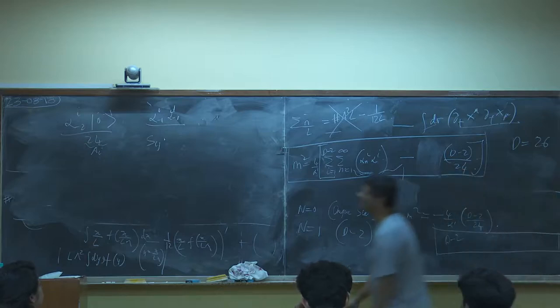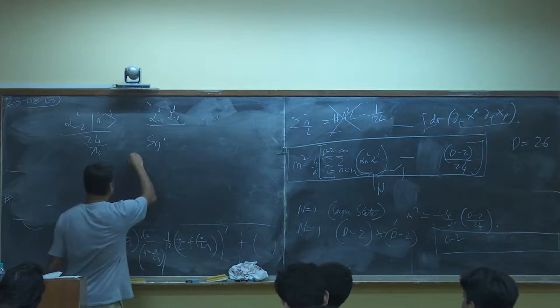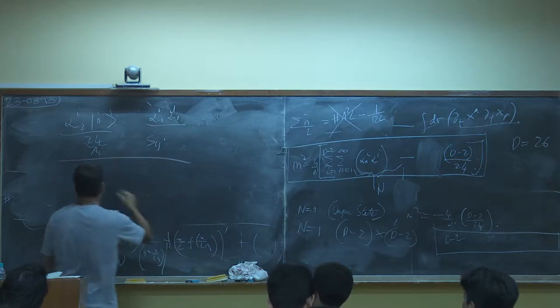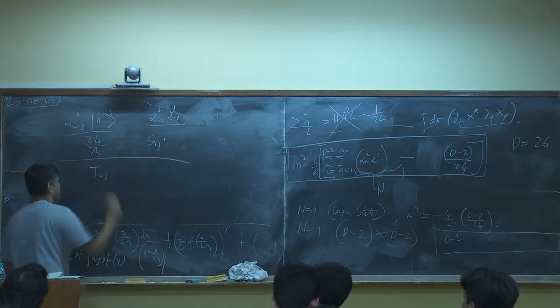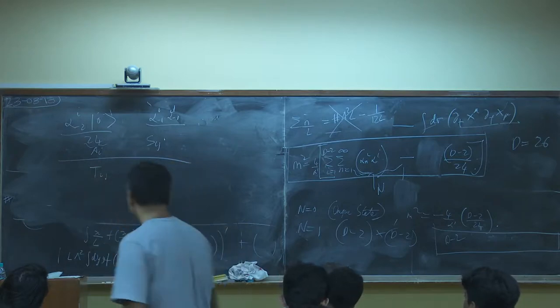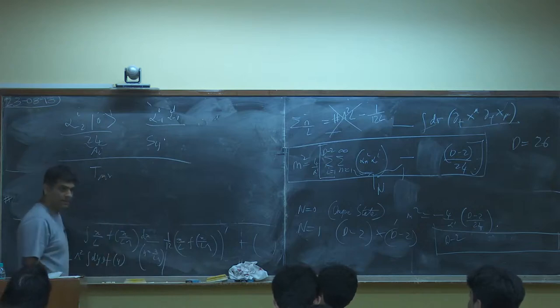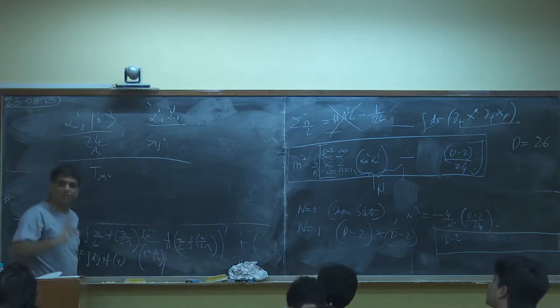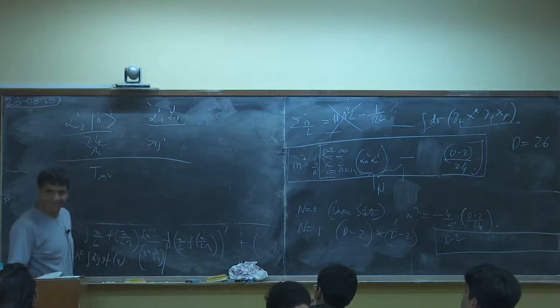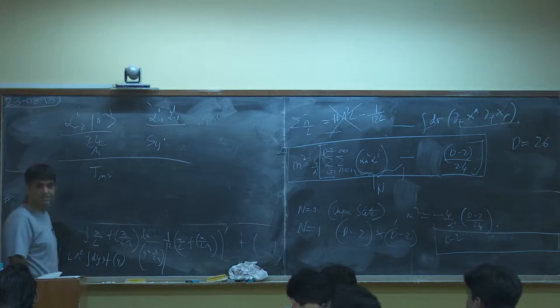Very good. In fact, a traceless symmetric. Excellent. So suppose I take Pij, where i, j are now d minus 1 variables. Okay, let's call it T mu nu. First let's remove the tracelessness part. We'll come to that. Suppose it was just a tensor. Then how does it decompose in representations of SO(D minus 1)?